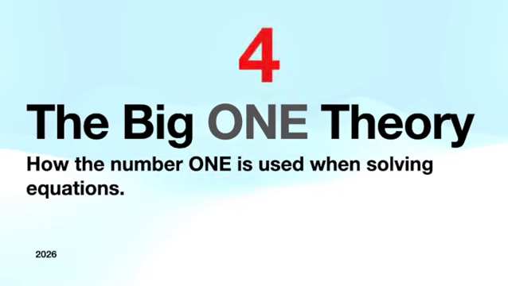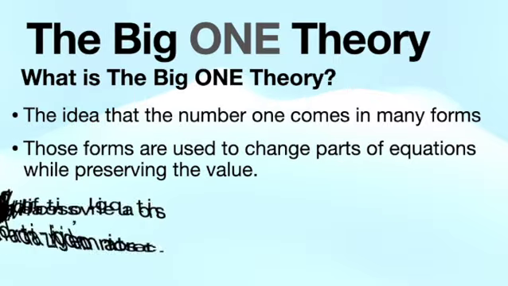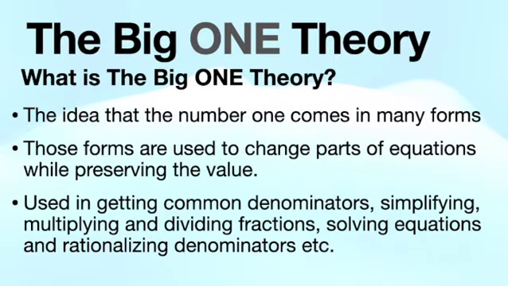Today we're looking at the Big One Theory again, and this is part 4, how to use the number 1 when solving equations. So quick review, what is the Big One Theory? First of all, go back and watch my first Big One Theory video, number 1. It explains in detail. Basically, it's the understanding that 1 comes in many forms.